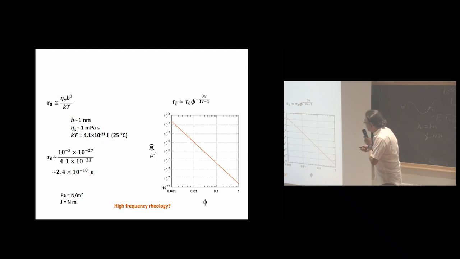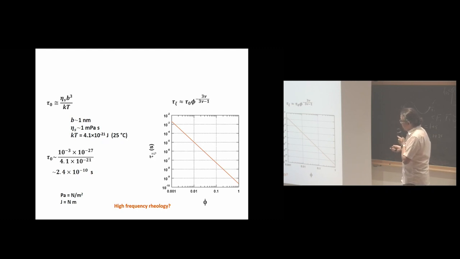For the monomer relaxation time of flexible polymers, the Kuhn length is roughly on the order of 1 nanometer. Solution viscosity is on the order of 1 millipascal second. If you work at 25 degrees, kT is 4.1 times 10 to the minus 21 joule. So you can calculate the monomer relaxation time to be on the order of 10 to the minus 10 seconds.